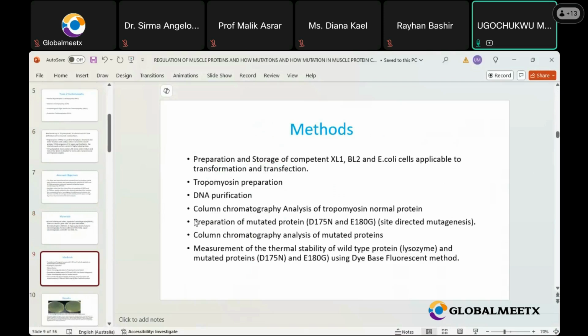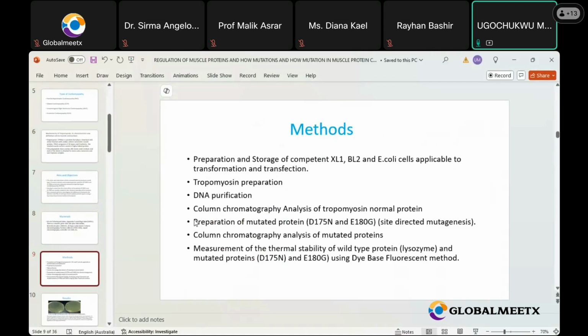The method involved in the analysis was preparation and storage of competent XL1 and BL21 E. coli cells applicable to transformation and transfection. This involves transferring XL1 and BL21 cells into two different conical flasks containing the culture media, and incubating the cells for 4 to 5 hours at 37 degrees to produce competent cells.